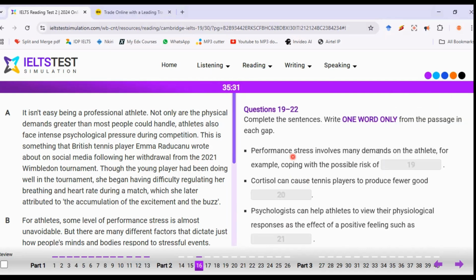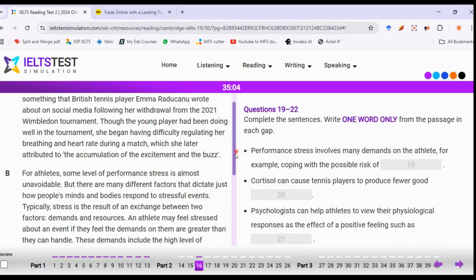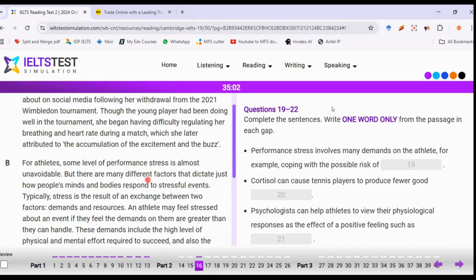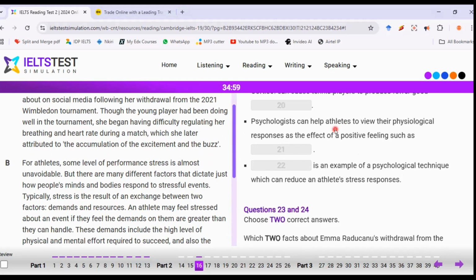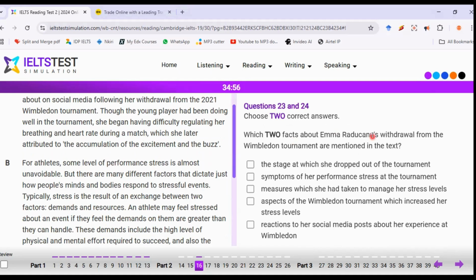Performance stress involves many demands on the athletes. For example, coping with the possible risk of athletes face intense psychological pressure. Coping with the possible risk. I think the answer is going to be in paragraph B. So let me leave number 19 alone. What of this one? Which 2 facts about Raducanu's withdrawal from the Wimbledon are mentioned in the text?